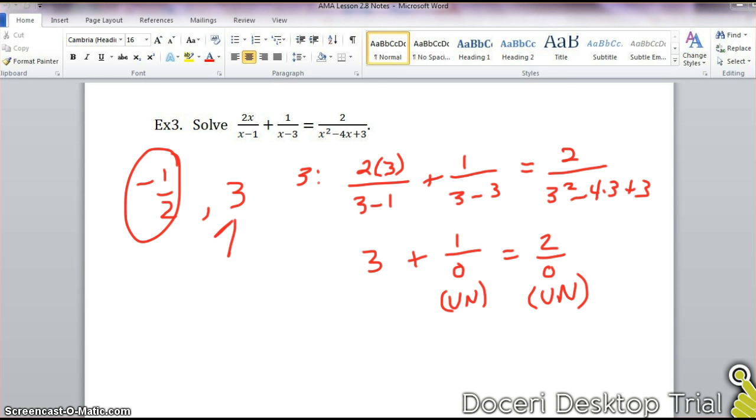So we say that 3 is extraneous, which just means it's an extra solution that we don't need, that does not work for the original problem. So our only solution is -1/2 in this situation.